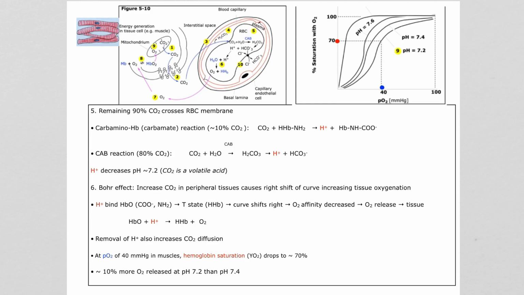Due to the change in pH from 7.4 to 7.2 in muscles, we have about 10% more oxygen release under this lower pH compared to pH 7.4.